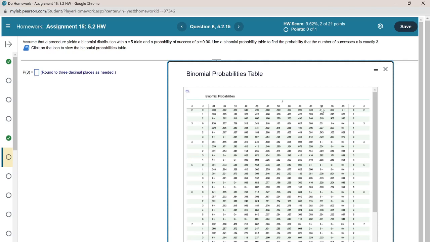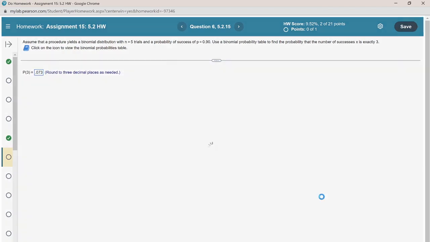So it's this column. So n equal 5, x equal 3, and 0.9, where is that? This one. So the value is 0.073. So the probability of getting 3 successes is 0.073. Round it to 3 decimal places and check your answer.